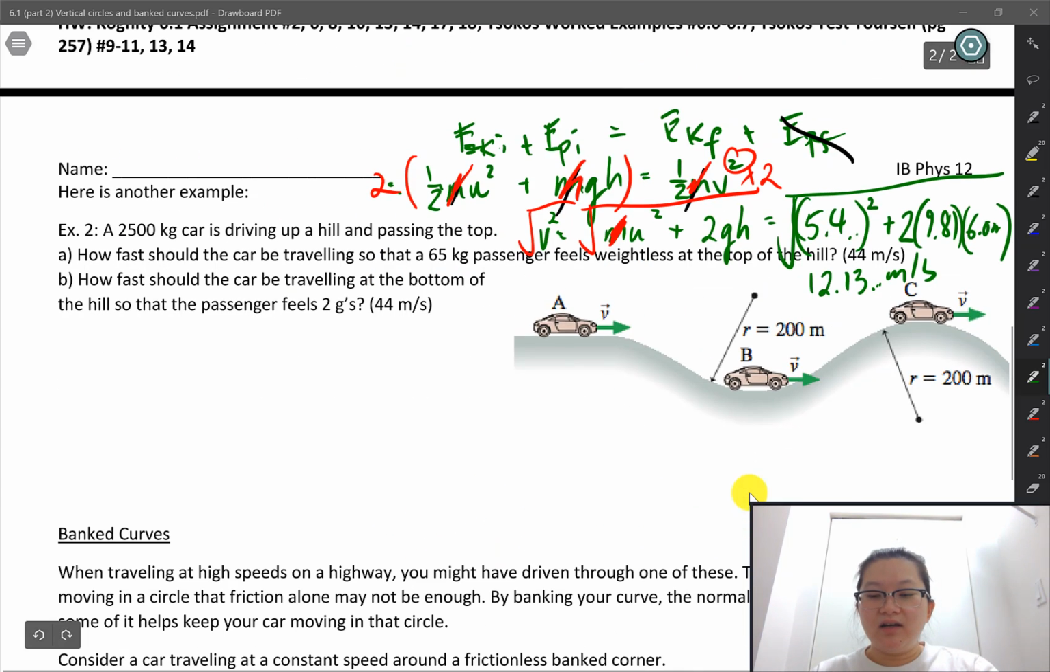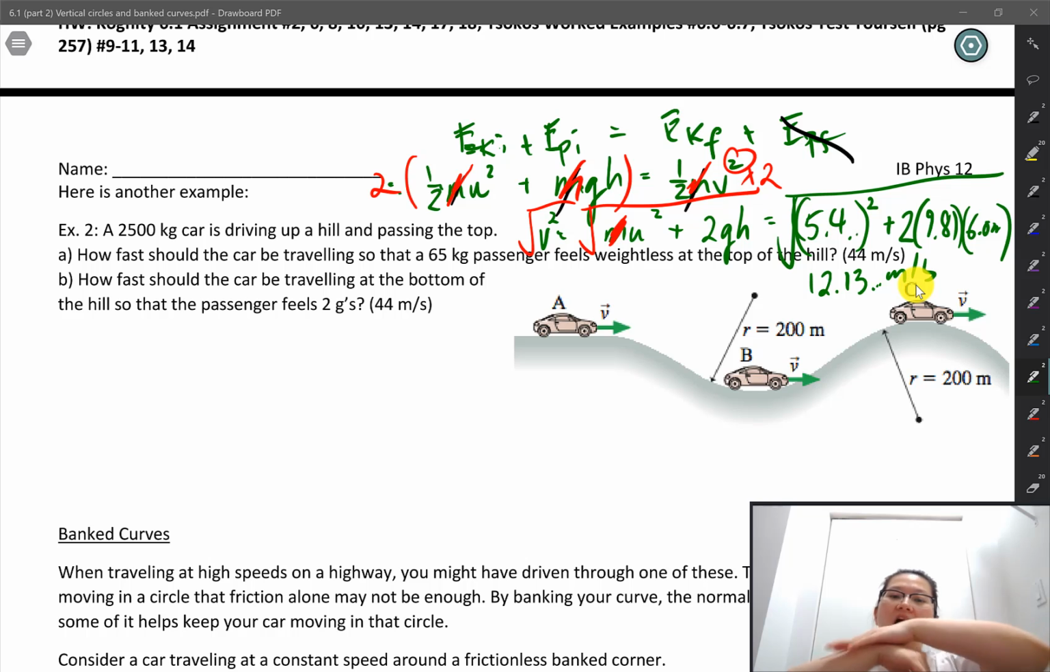In this case, it might be a little bit different, because take a look at this car over here in position C. The car is on top of the circle, so he's sitting on top of it. So his normal force might be pointing in the other direction. So even with vertical circles, you have to be very careful when you're drawing the free body diagram, which we will probably do first after we read the question.